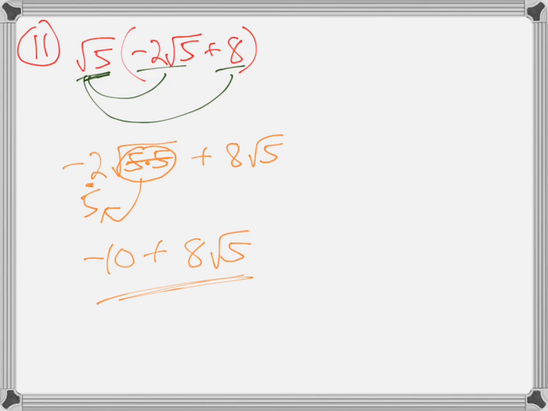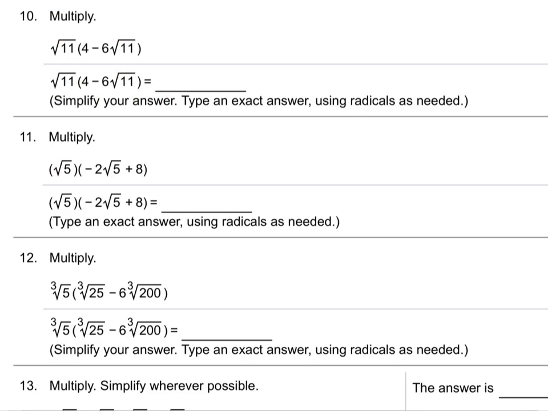We can't add them. They're not like terms. They're unlike roots. So we're done right there. Is that okay? Questions I can answer? Making sense? We can squeeze another one right over here. See number 12. Oh, that's a big one. Yeah, we need third root of 5.